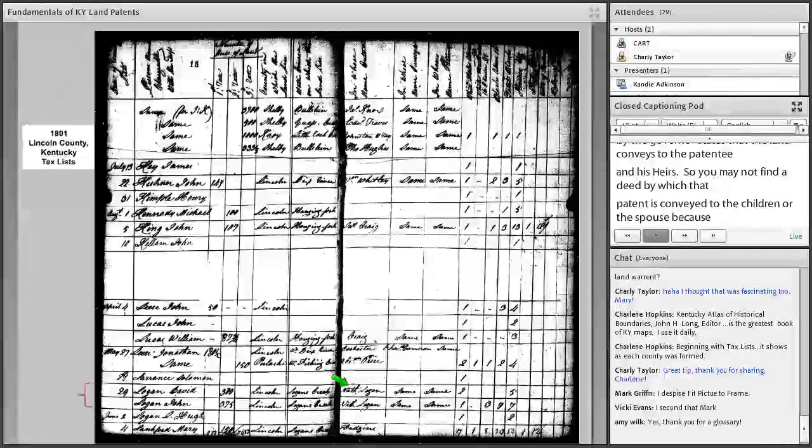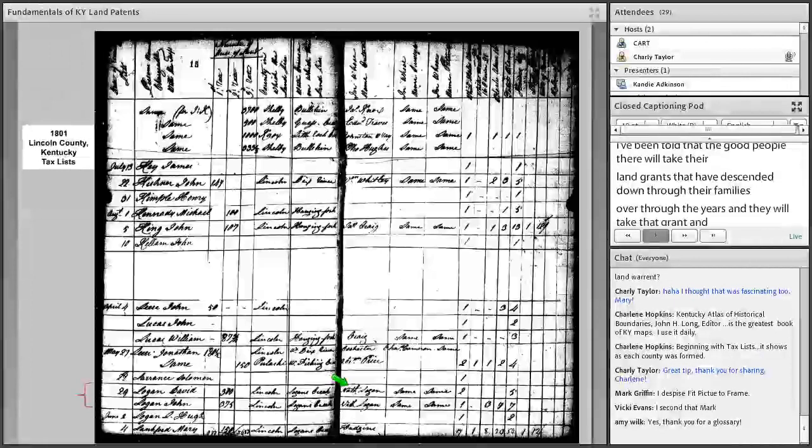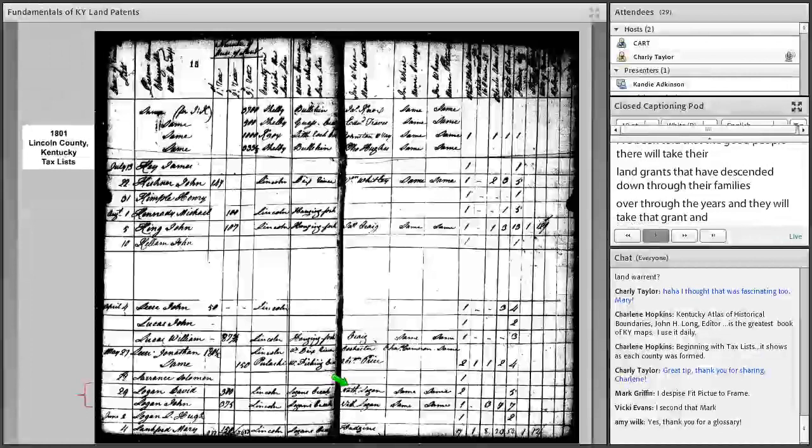The government was telling people that the land didn't revert back to the Commonwealth for repatenting when they put that there. But there was no deed recorded. You know, people just used the wording, to the patentee and the heirs. In eastern Kentucky, I've been told that the good people there will take their land grants that have descended down through their families over the years, and they will take that grant and fold it over, and then they will store that in their Bibles. So this is going to establish title. Even though a deed wasn't recorded, you do have to make sure the taxes are paid. Otherwise, it will be exposed to sale.